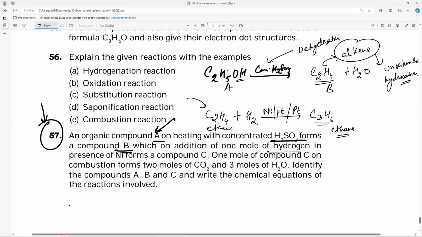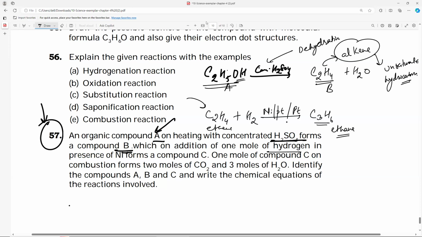Next, 1 mole of compound C. First of all, let me explain that till here we know that it is an alcohol, because alcohol treated with concentrated sulfuric acid will give you alkene, and alkenes undergo hydrogenation reactions. But still we don't know whether it is a 2 carbon, 3 carbon or 4 carbon alcohol. It can be propanol also, it can be propene also, propane also, butane also, butanol. We don't know. But here it confirms that it is a 2 carbon alcohol.